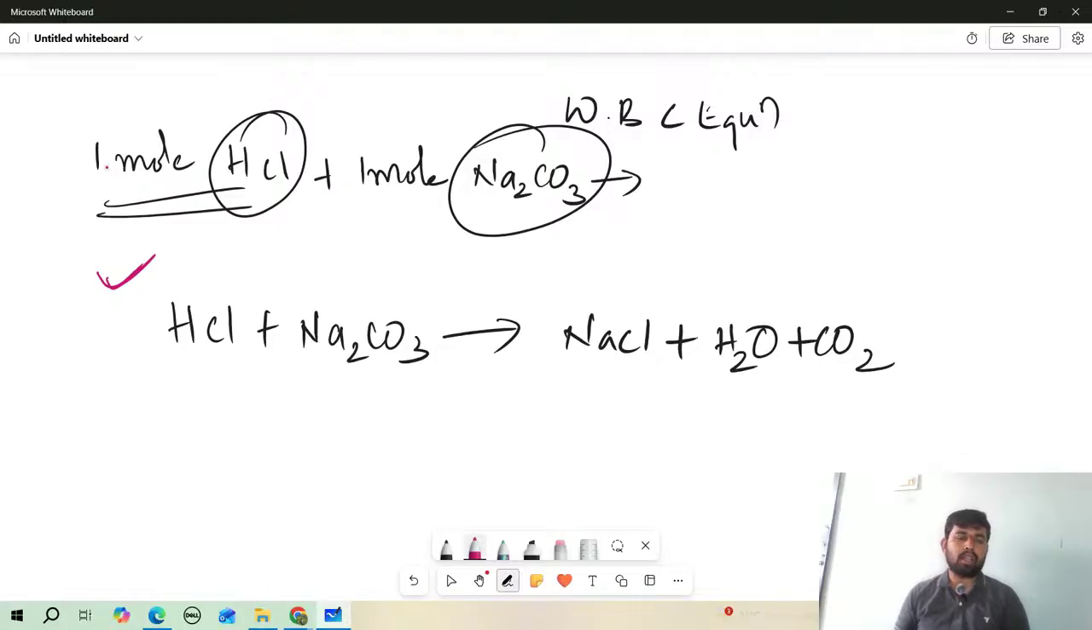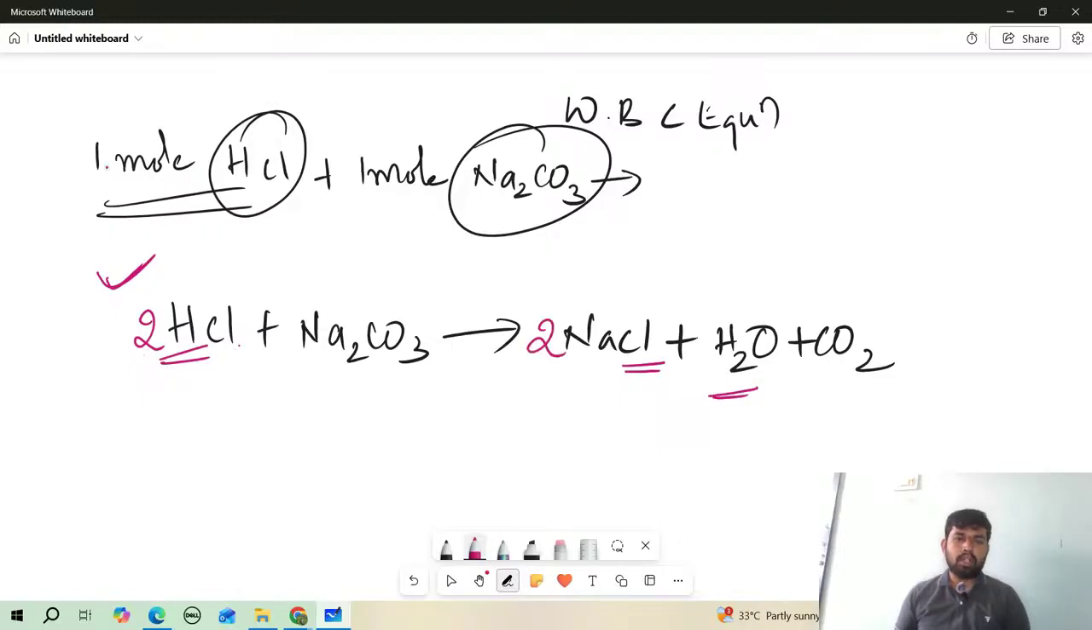Let me explain. How many hydrogens are there on this side? Two hydrogens. And on this side? Only one hydrogen. That's why I multiplied HCl with a 2, so that hydrogen can be balanced. Now with 2 into chlorine, 2 chlorines are there, so I should balance the chlorine. I'm multiplying NaCl with a 2.